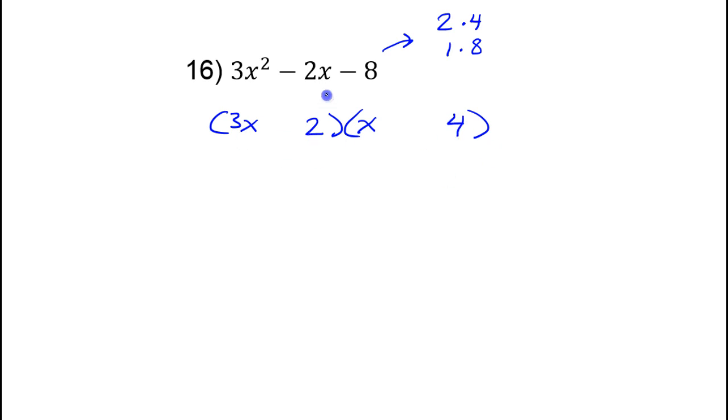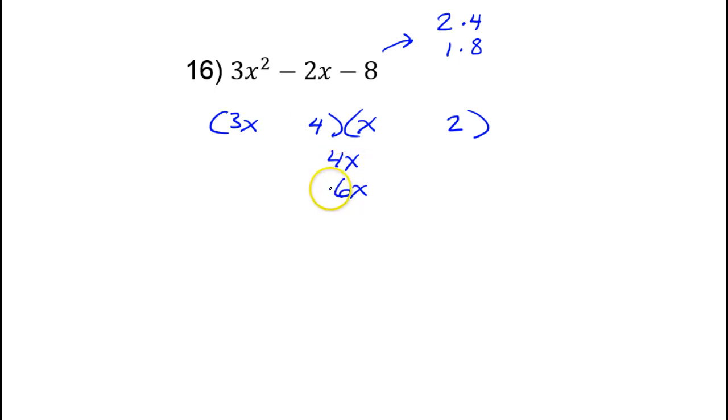Inner plus outer must equal the middle. Inner, I have 2x. Outer, I have 12x. No matter how I choose the signs, there's no way I'm going to get a 2 out of this, or a negative 2. Before I give up on the 2 times 4 option, let me try reversing the position. What if I put the 4 here and the 2 there? Now, inner, I have 4x. Outer, I have 6x.